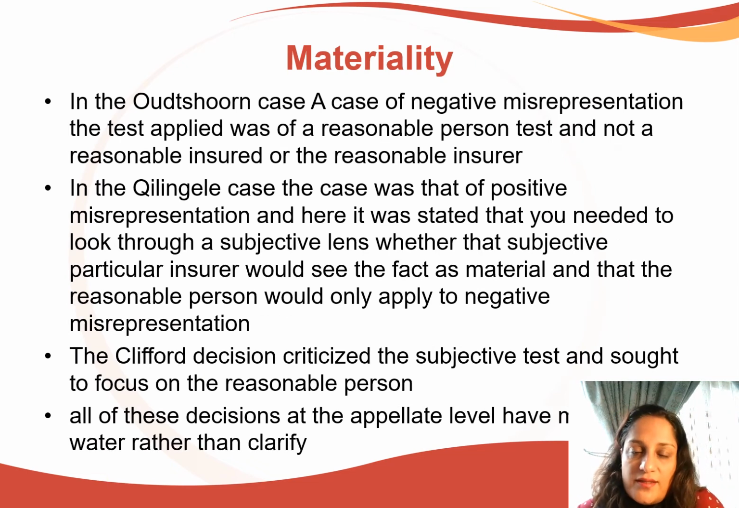In the Outswearing case, a case of negative misrepresentation, the test applied was that of a reasonable person, so not the reasonable insured, not the reasonable insurer. This was an appellate case. In the appellate case of Kilingile, the case was that of a positive misrepresentation, and here they said you have to look at a subjective particular insurer, so it was not an objective test. And that the reasonable person test should only apply to the negative misrepresentation.